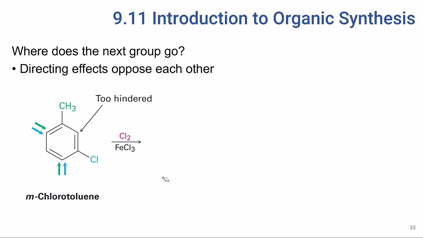In this example here, the directing groups again oppose each other. The CH3 is an ortho-para director, so it's going to direct it here. There's also an ortho position on the CH3 side, but this one's kind of blocked by the chlorine. So we can get two products here where it's ortho to either of the groups. So this one is where it's ortho to the chlorine, para to the methyl, or we can have it ortho to the methyl group and para to the other chlorine group.